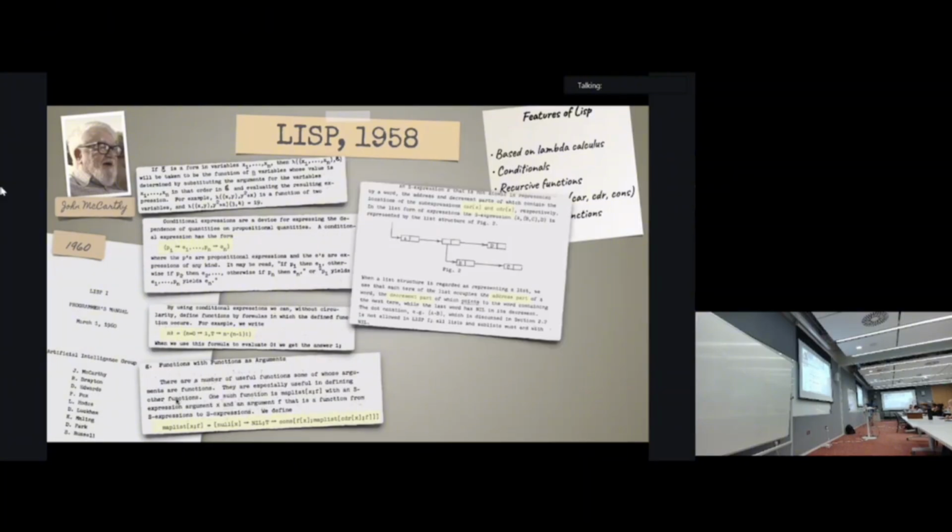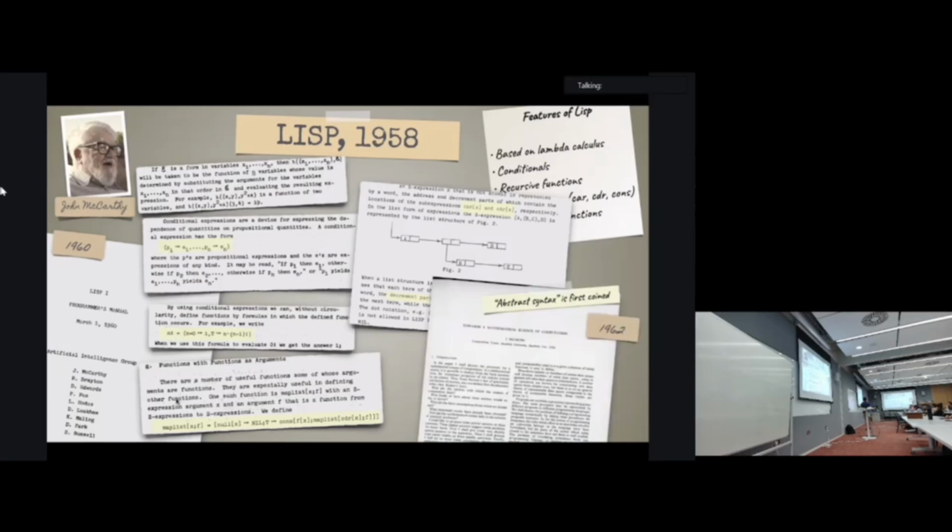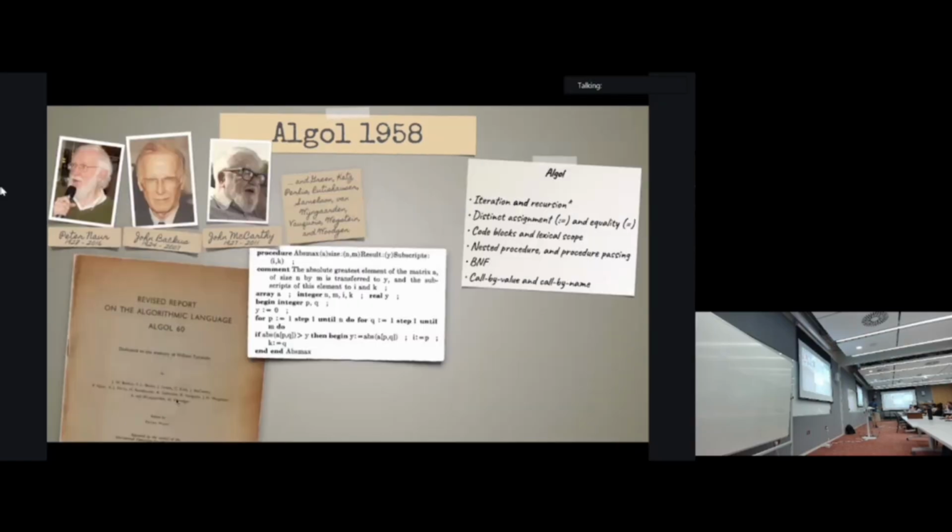Here we go. So car and cdr correspond to the address part and the decrement part of an instruction of a memory cell, and so those are the names that stuck. Weird. It's also the time when the word abstract syntax is first coined, in '62. So in a particular paper, John McCarthy decides that that's a good way of talking about that.